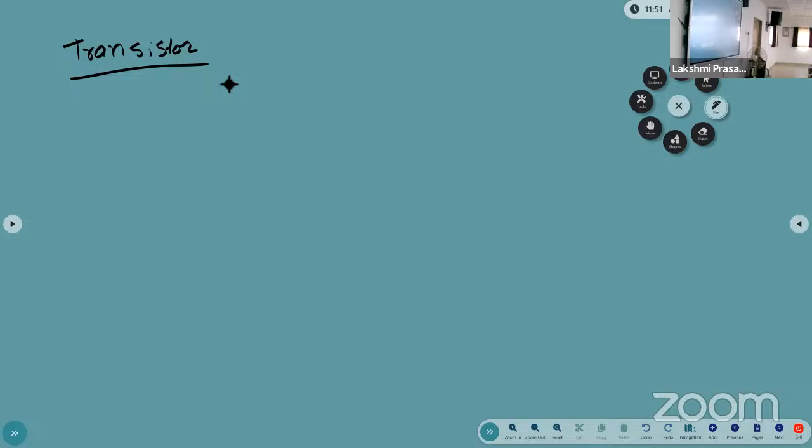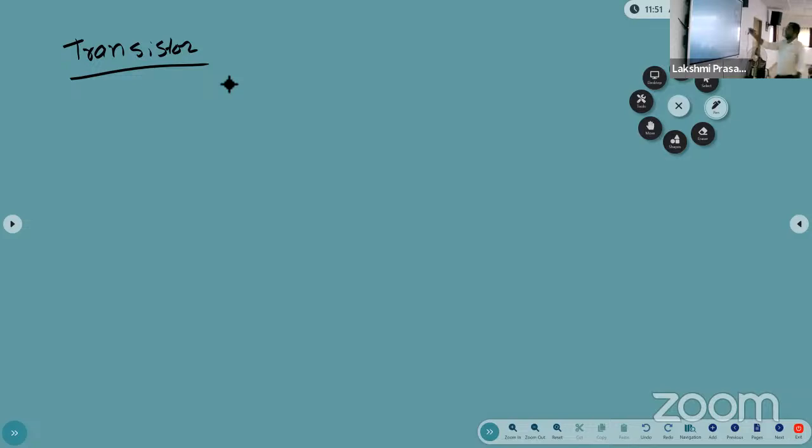So in the PN junction diode, how many regions are we using? 2 regions, p region and n region, that is p-type and n-type. In the transistor there are 3 regions, but only 2 semiconductors. How can you make 3 regions? You can take 2 n-type semiconductors and 1 p-type. That is called an NPN transistor. Now you can take 2 p-type semiconductors and 1 n-type. That is called a PNP transistor.